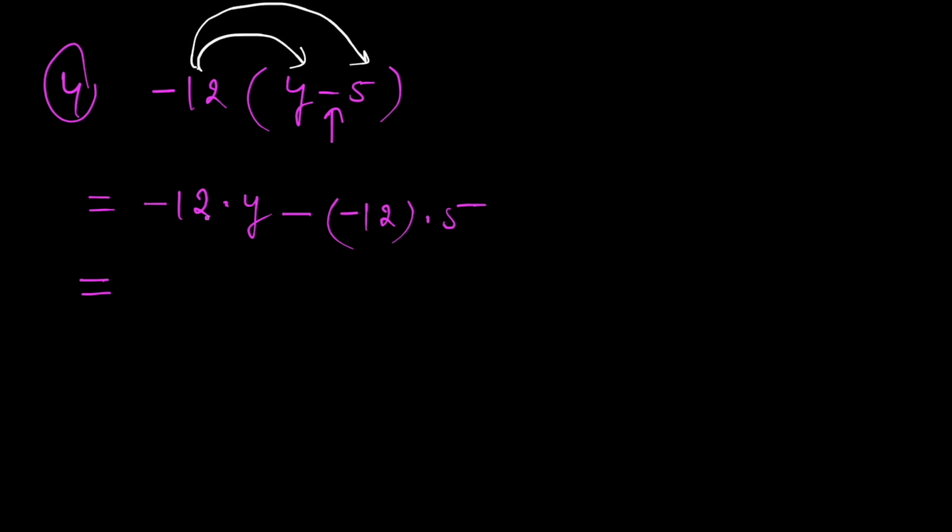Okay, so negative 12 times y is negative 12y. Now you can clearly see there are two negative signs, and when you multiply a negative with a negative, it becomes positive. So you will have a positive 12 times 5, which is 60. So that's your answer for this problem. So that's how you will use the distributive property to simplify algebraic expressions.